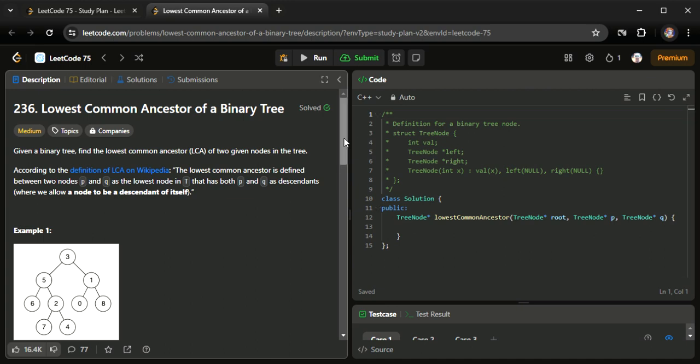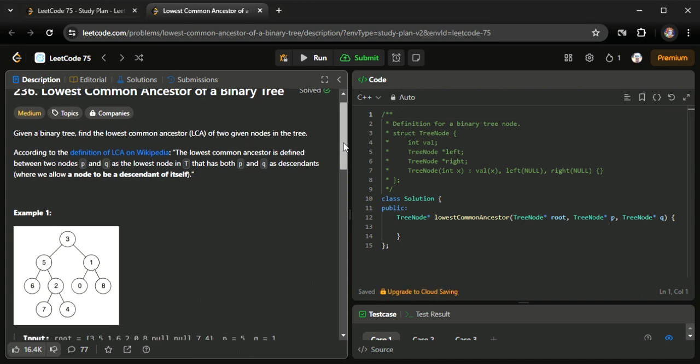Today I have taken another problem of LeetCode 75, the most frequently asked questions. This is a very popular question: lowest common ancestor of a binary tree. You must know what an ancestor is. Ancestor means parents or older parents in this way.